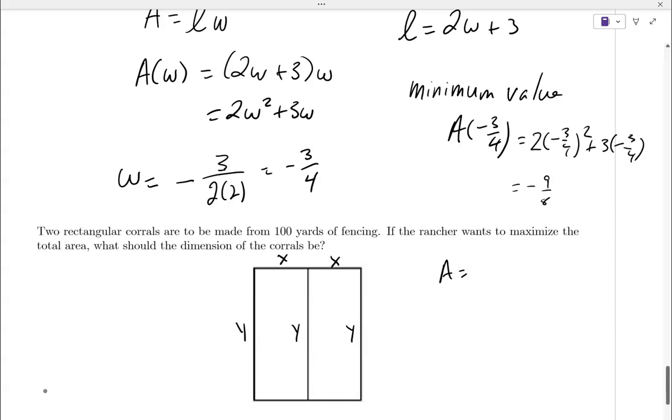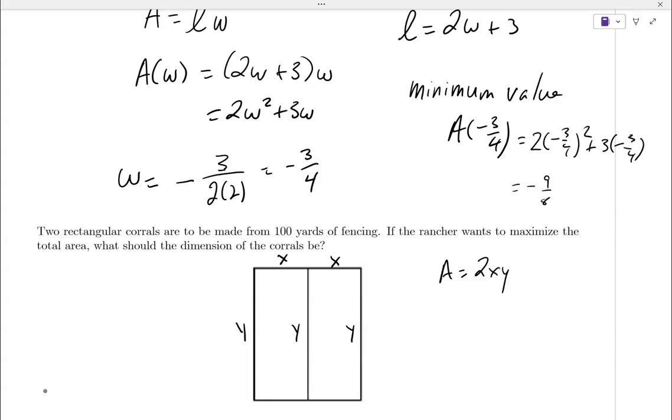If I do a length times a width or a base times the height, my height here is just the y, but what's my base? 2x, right? So what would the area be? 2x times y. Good. That's exactly right. And the reason why I broke this into pieces is why. Why did I break it into pieces? Well, the information that we're given is, how many feet of fencing? 100, right?